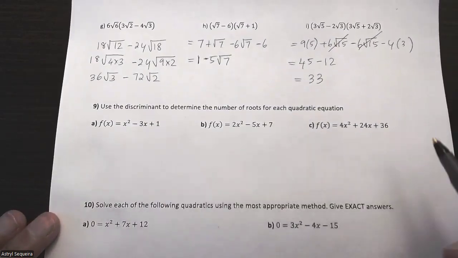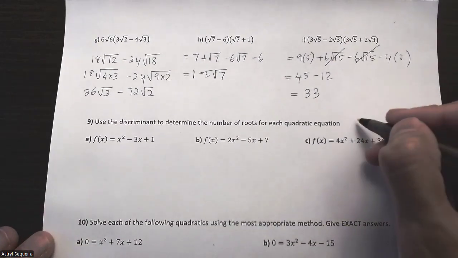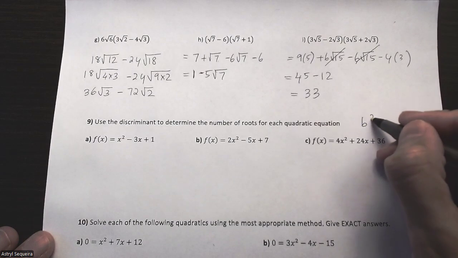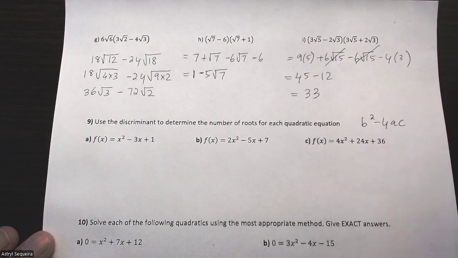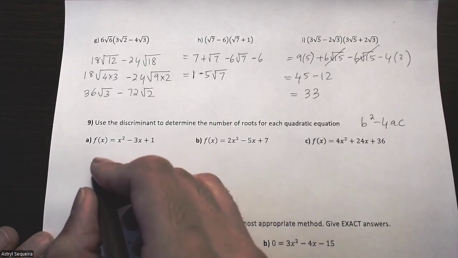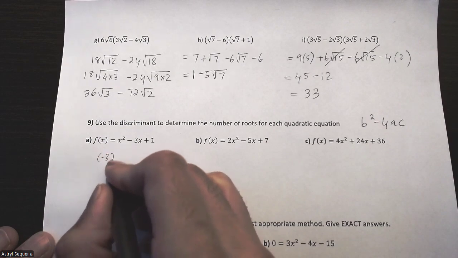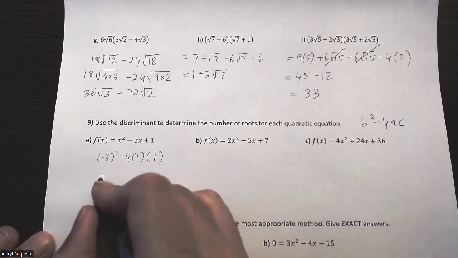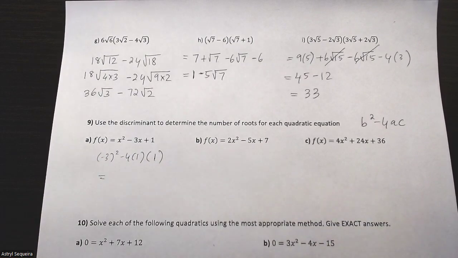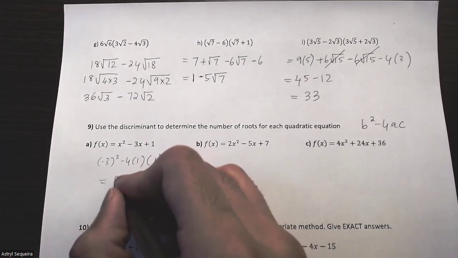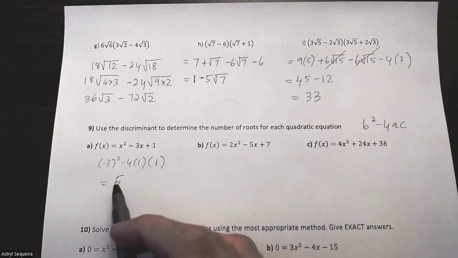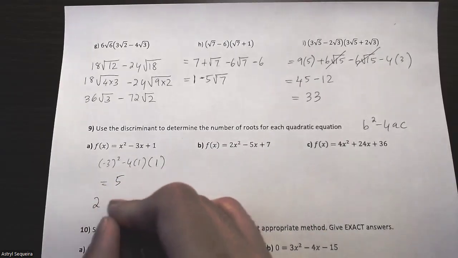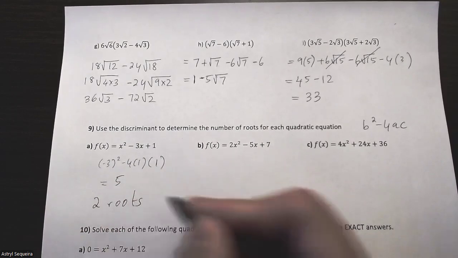Question number 9, use the discriminant to find the roots for each quadratic equation. So my discriminant is b squared minus 4ac. So let's calculate it for this one. Negative 3 squared minus 4 times 1 times 1. I'll just do this in my calculator. It's a lot quicker than doing it manually. So I just get 5. If your solution is larger than 0, you know that we have 2 roots.